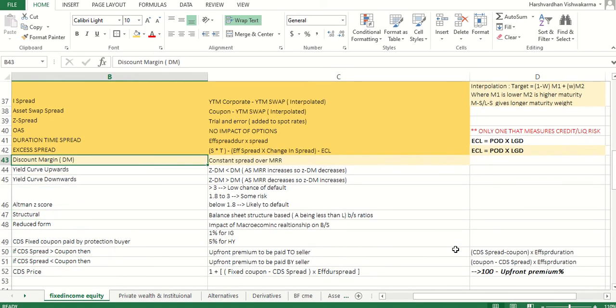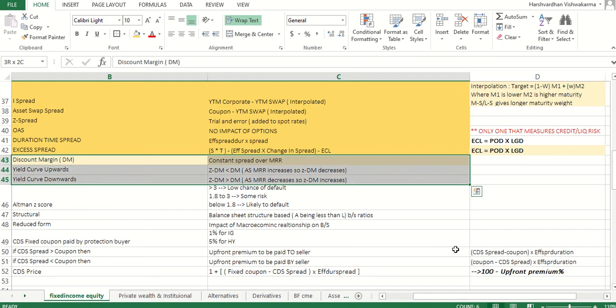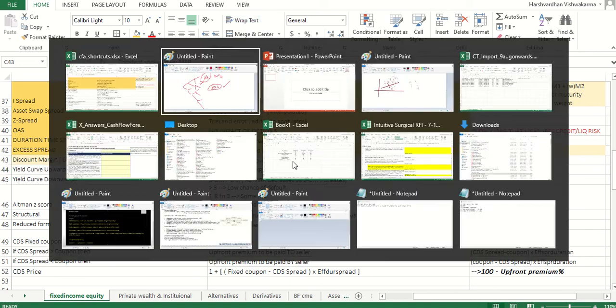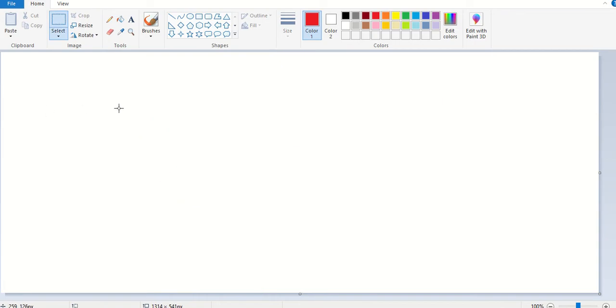This concept is new in L3 this year. So we'll just cover this in brief. So discount margin is a constant margin spread over MRR. Okay, let's understand this briefly.